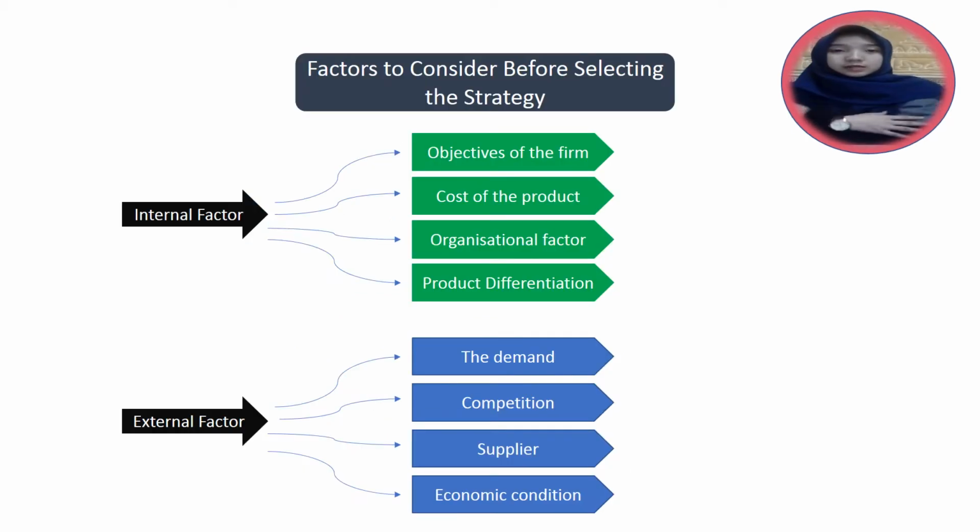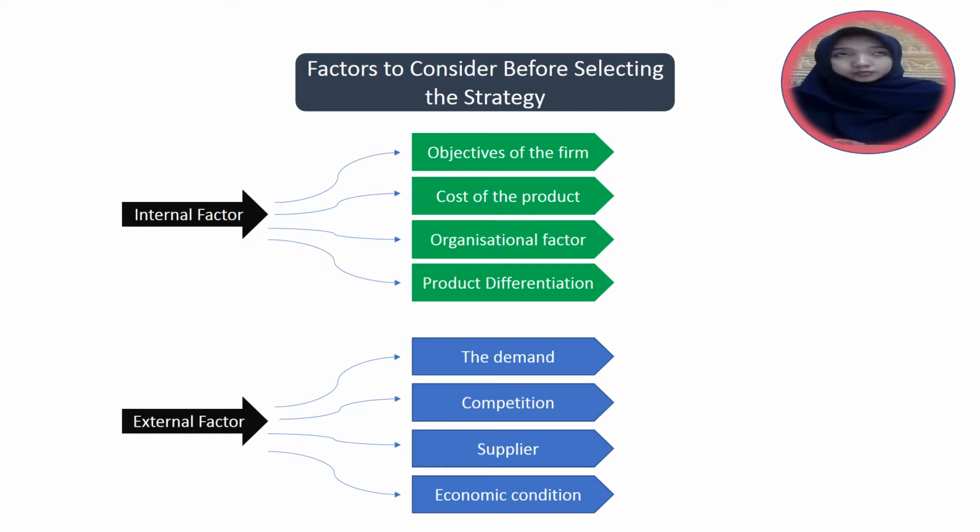So in this slide, I'm going to explain about the factors to consider before selecting the strategy. There are 2 factors, which is internal factors and external factors. So first, I'll start with the internal factors. The first internal factors is the objective of the firm. The firm may have various objectives, and pricing contributes its share in achieving such goal.